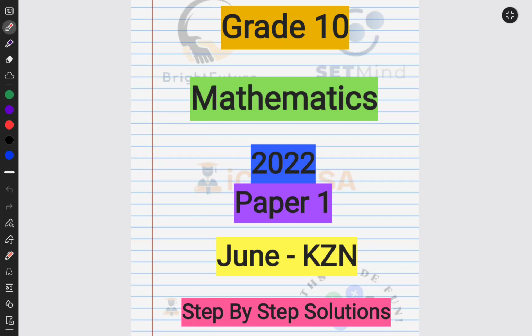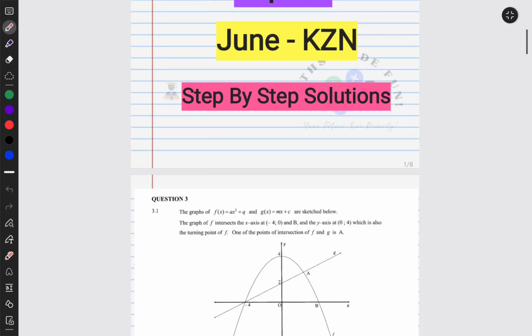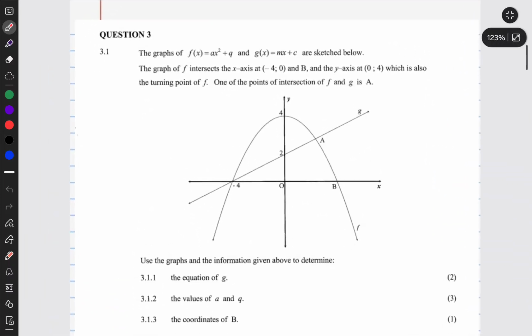We're going to be doing mathematics, and we're going to be doing a past paper question. The area of focus is functions. The paper we're doing here is one from KZN. It was a June examination, written in 2022. Without wasting any more time, let's get into it. The functions were on question 3.